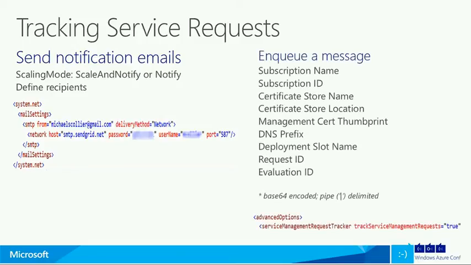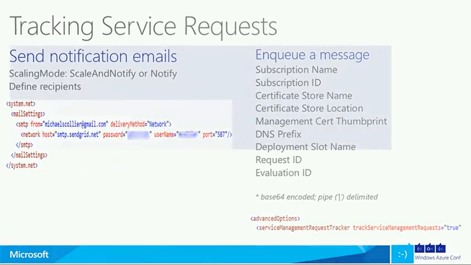I can also have Wasabi track these requests, any sort of management operations against the API, putting a message in a queue. That way maybe I would have another role instance or another process somewhere that could pull messages off this request tracker queue. And then I could use that to see what's going on with the operation. I get some parameters here that tell me my subscription, what the request ID was, and so forth. So nice information to see what's going on.